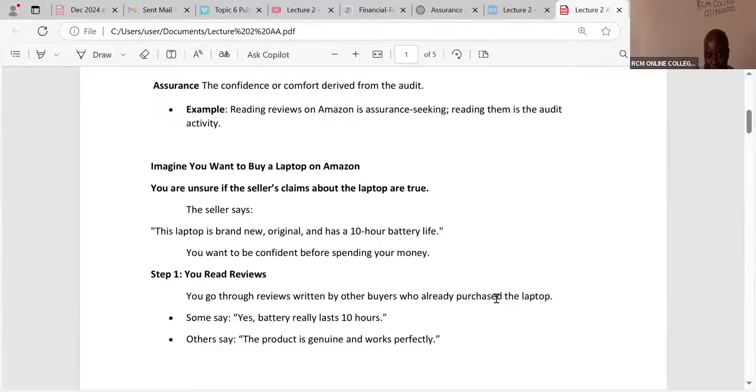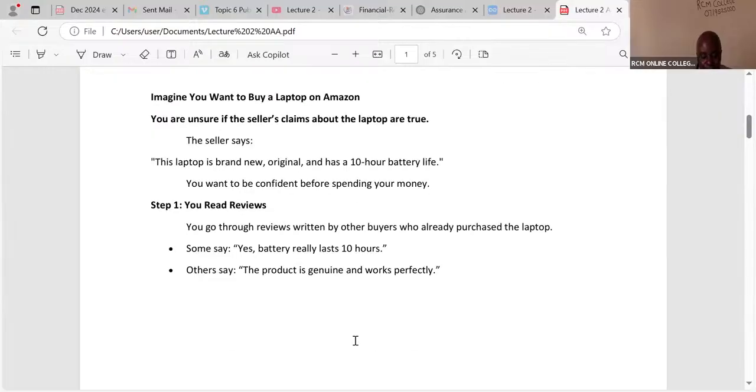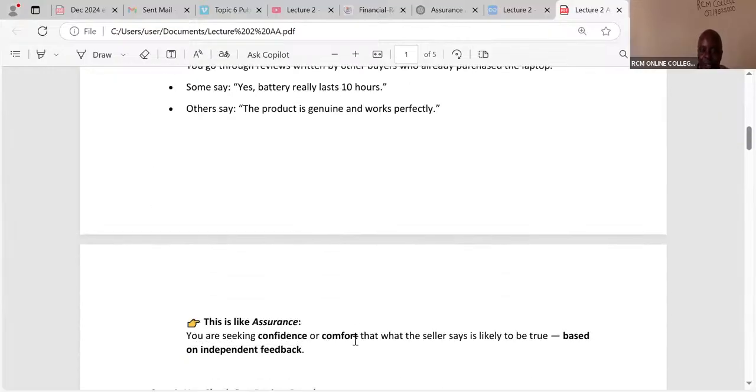laptop. Some say, yes, the battery really lasts 10 hours, happy customers. Others say the product is genuine and works perfectly. So this is like an assurance. I'm now being assured, I'm getting comfort from many people giving testimonies. You are seeking confidence that what the seller says is likely to be true based on independent feedback.